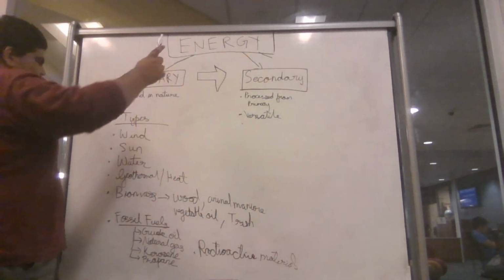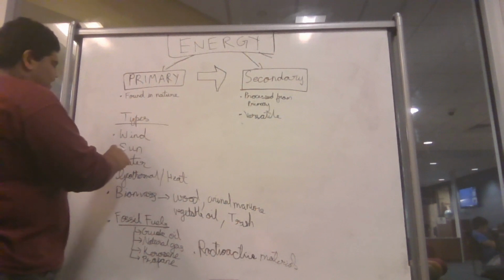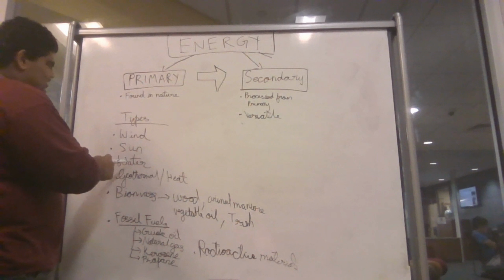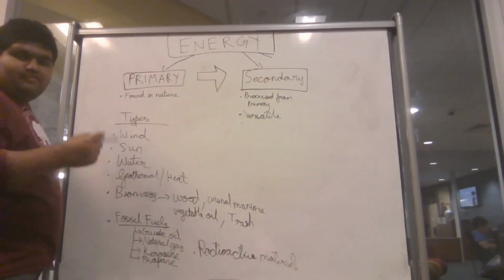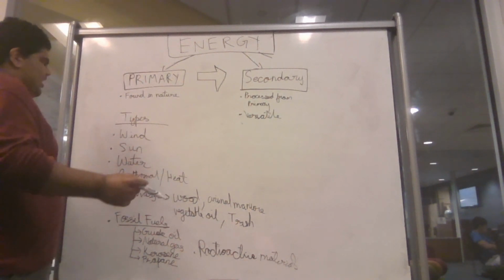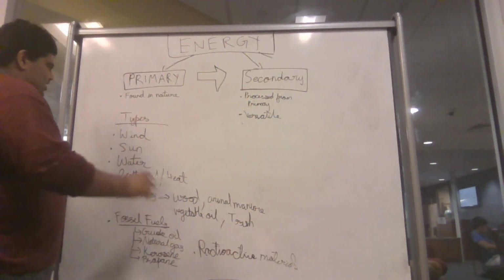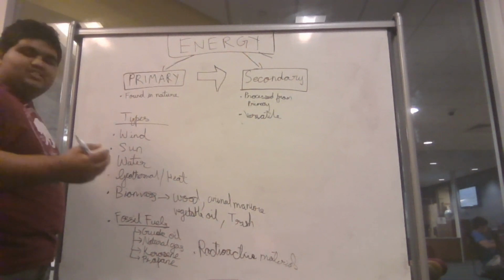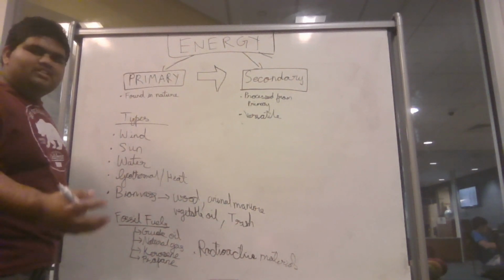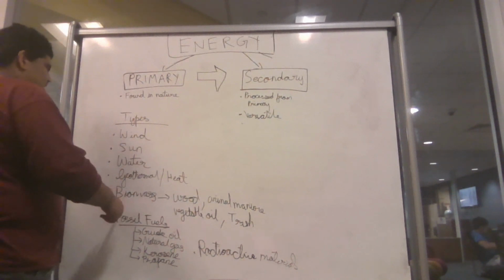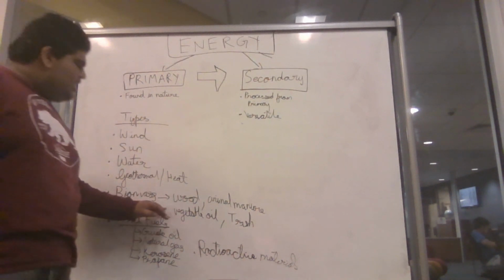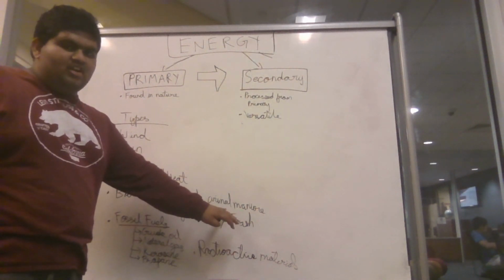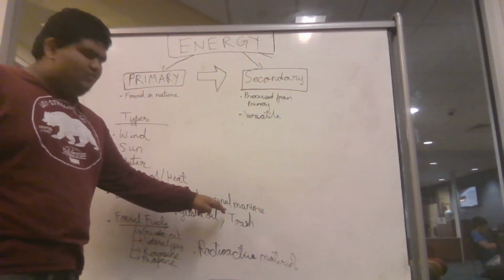Here are the different types of primary energy. We have wind, we have the sun, we use solar panels to harvest sunlight. We have water, we use dams to harvest energy from water. We have geothermal, which is basically the heat that is released from the center of the earth. There's biomass, which includes things like wood, animal manure, that's basically poop, if you remember.